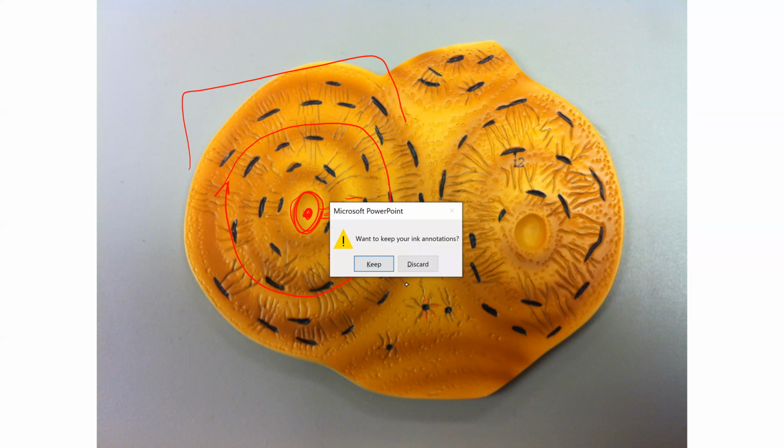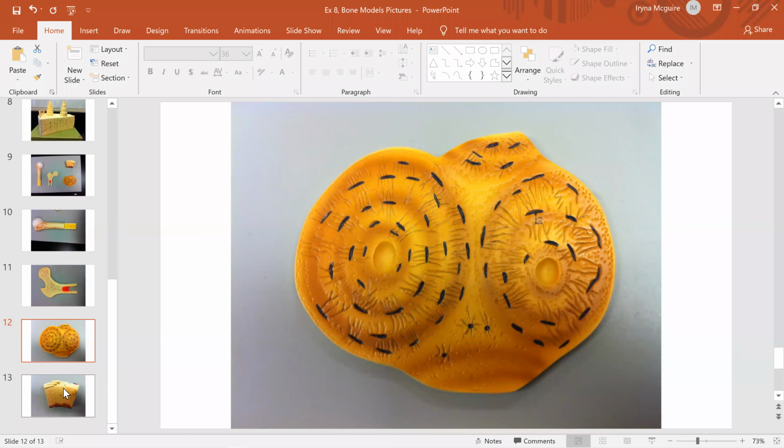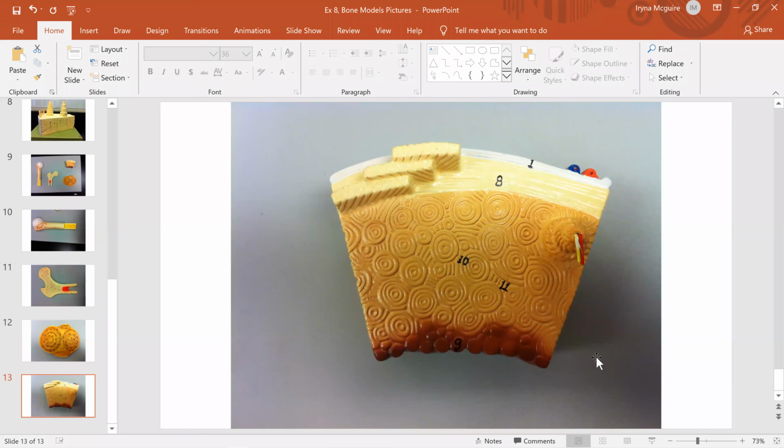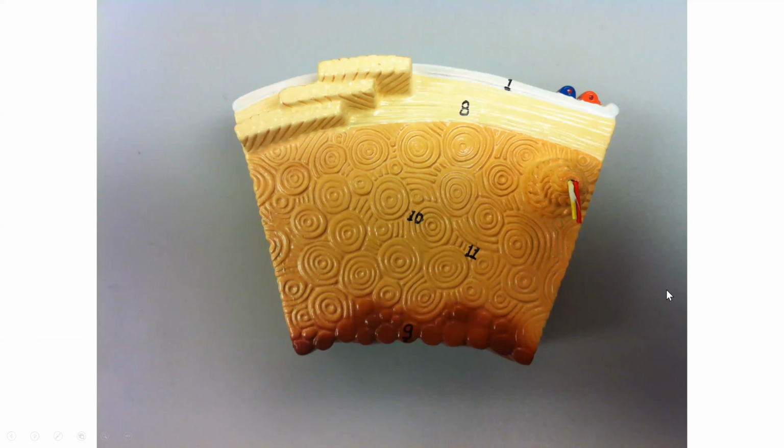This is the last one that I have. Okay, so here's the last slide that we have. Number 1 shows us periosteum, and here are these little cells. These are osteoclasts. They're really huge. And then we have our circumferential lamellae, and we have our osteons.